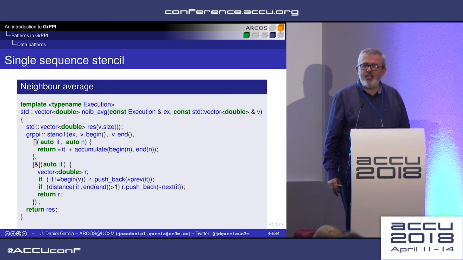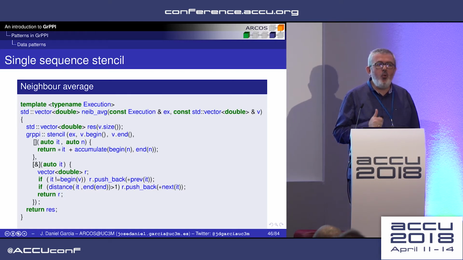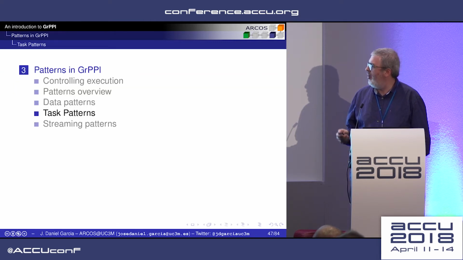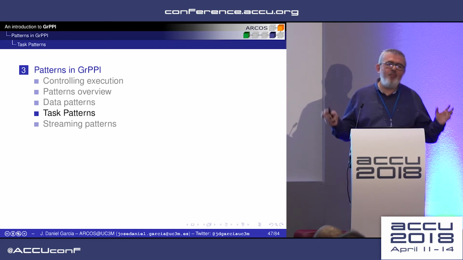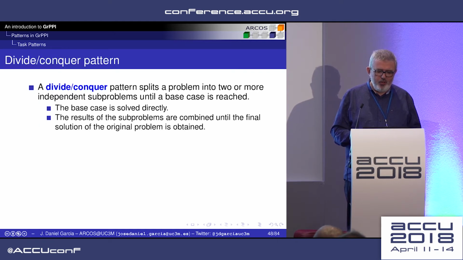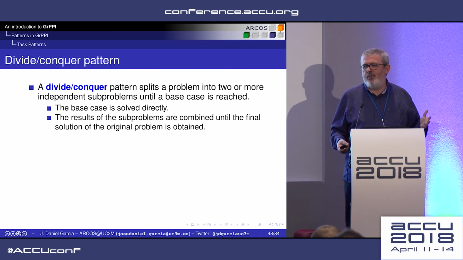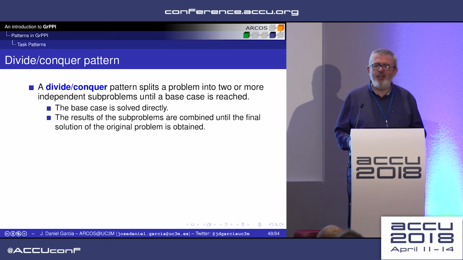Okay, so this is probably the less interesting part. We have only one task pattern, for the divide and conquer algorithm. The idea of divide and conquer is I have a problem, I divide it into subproblems. When I have problems that are simple enough, I solve them, and then I start combining the solutions. So we have three key elements: the divider, the solver, and the combiner. And it's not a surprise that the three of them will be different lambda functions.